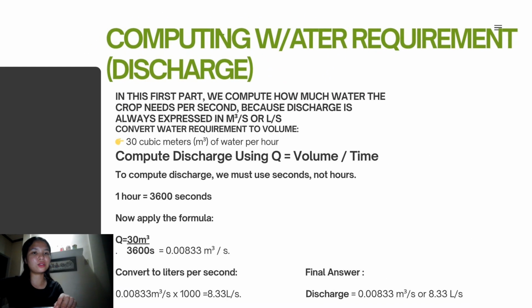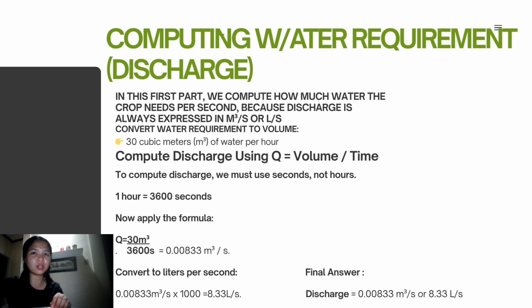So let's start with computing the water requirements discharge. So ang una nato nga buhaton is compute na to kung pila ang need nga water sa crops per second, because discharge is always expressed in cubic meter per second or liter per second. So i-convert na to ang water requirements to volume. So 30 cubic meter of water per hour.